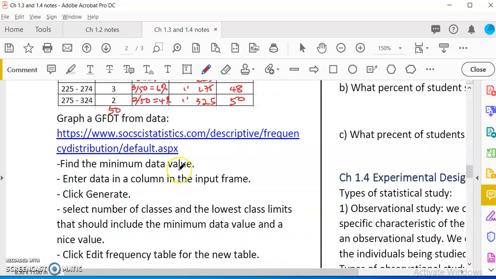So there are two ways of doing it. You can do it by hand. You can do it by here. Use a calculator called the social science frequency distribution calculator. Okay, so I'm going to briefly go over it because I am not going to test this.